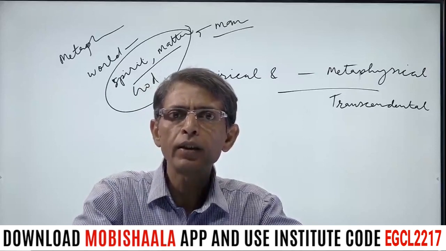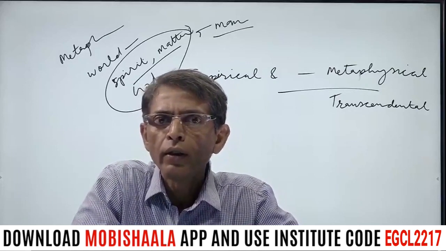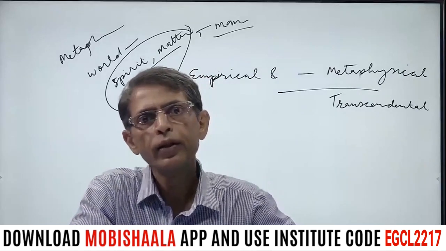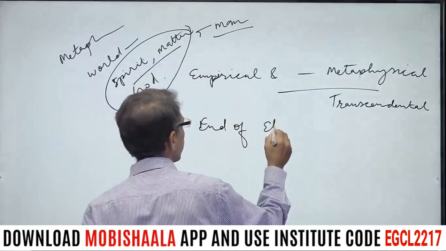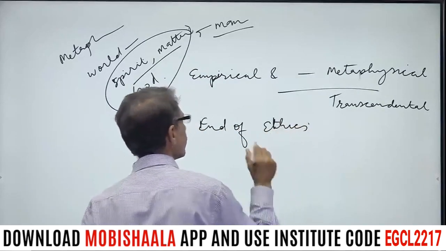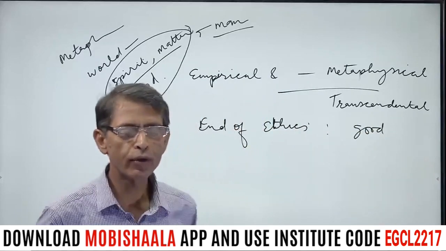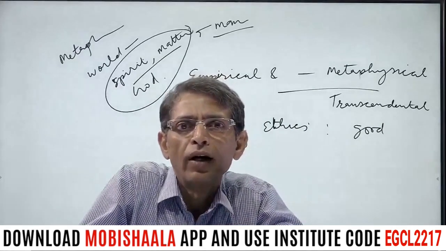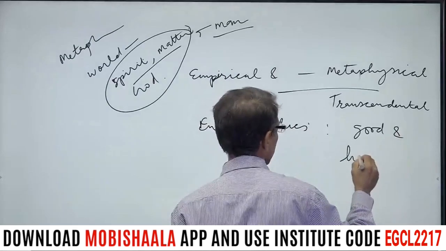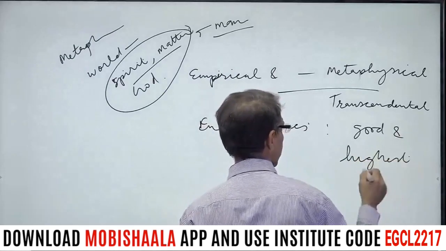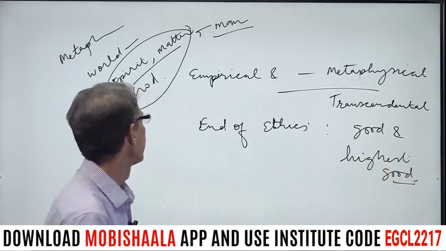So, the end of ethics is the absolute good and the highest good, to define the highest good and absolute good. In one word, what is the end of ethics? This is to define the good. And later on, we will see whether ethics is able to define the good or not. And to make human life meaningful. So, to define the ideals of human life. This is the end of ethics.